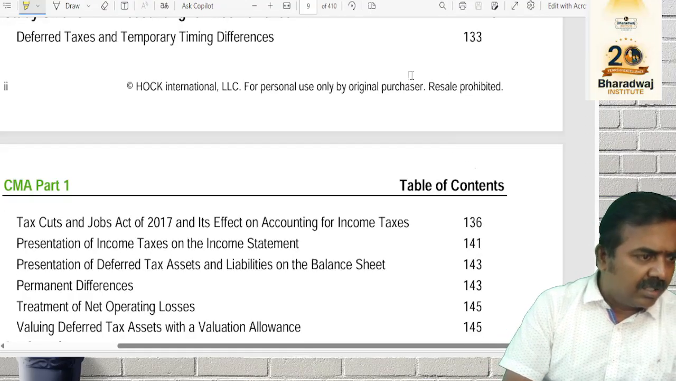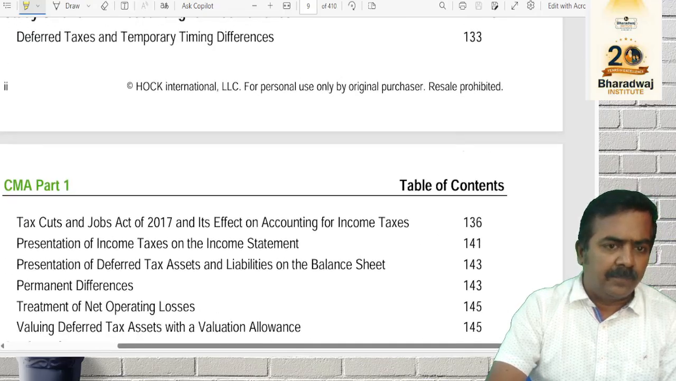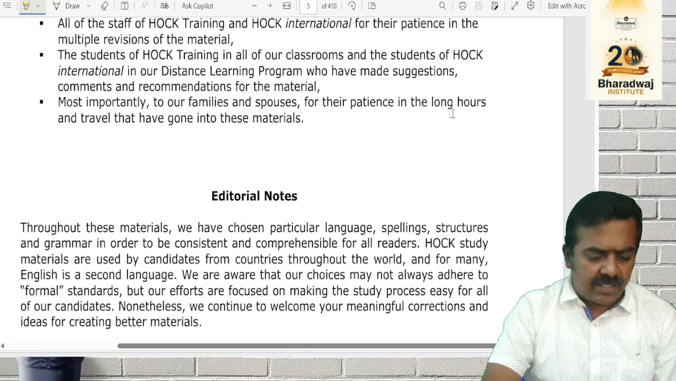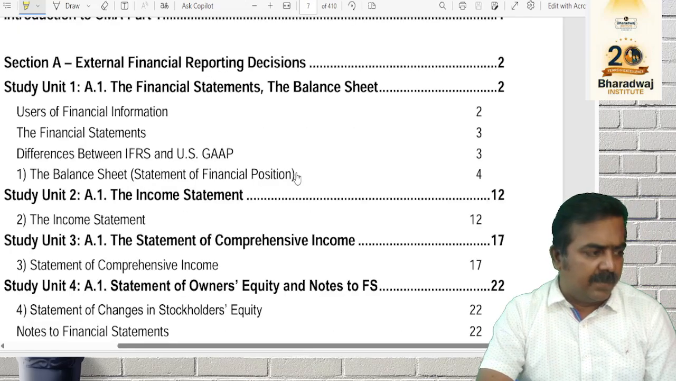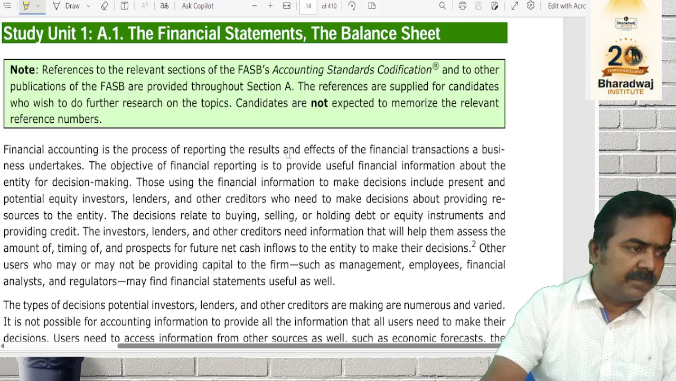So this is about section A. This is about which one? Section A. Then let us begin with the first element. The first element, we call it the financial statement, the balance sheet.